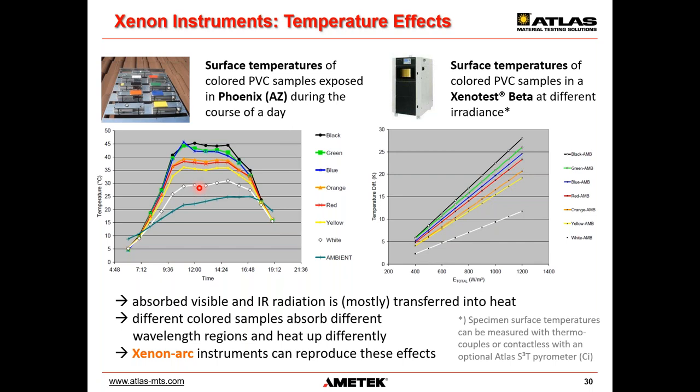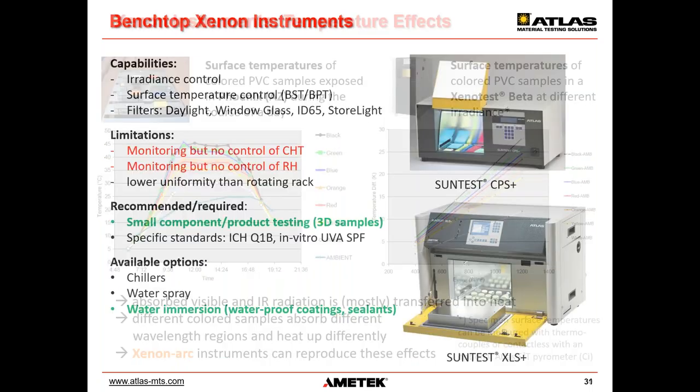And when you have different colored specimens, you really should put them into a xenon instrument to have the different thermal effects from their color. And the xenon instruments do that. You see that at different irradiance levels, the white and the black, that's typically around 20 degrees C, 15 to 20 degrees C. So the xenon arc instrument can reproduce those effects. And we will see that the UV testers cannot.